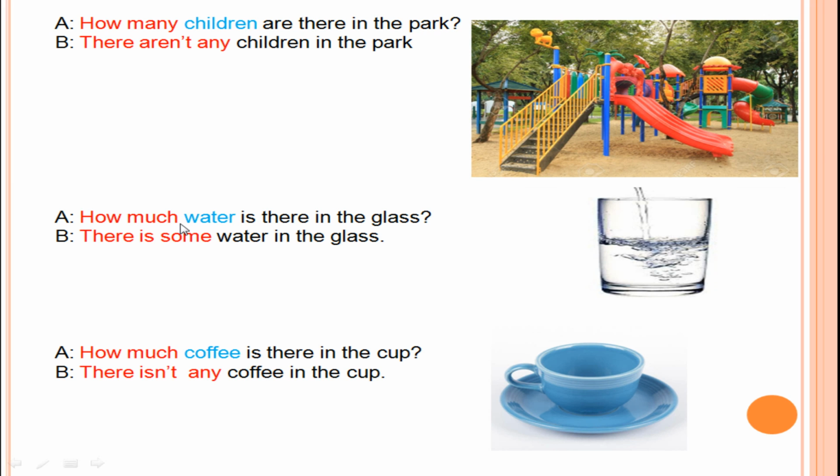How much water is there in the glass? There is some water in the glass. Water is uncountable, so we use how much. How much coffee is there in the cup? There isn't any coffee in the cup. Coffee is uncountable, so we use how much.